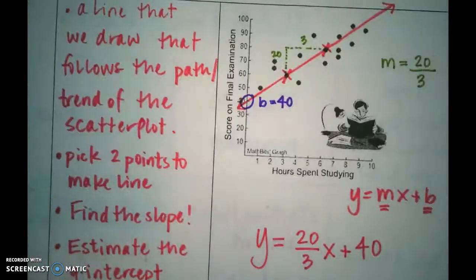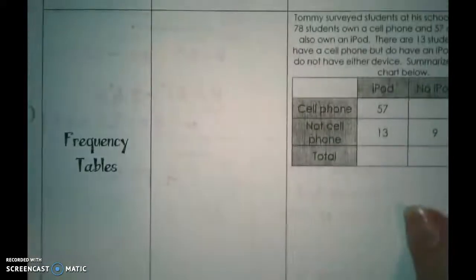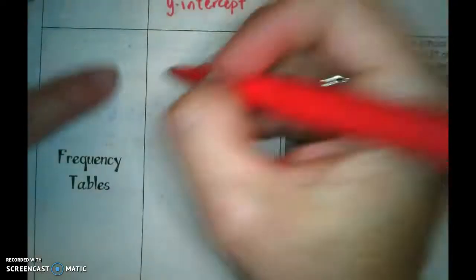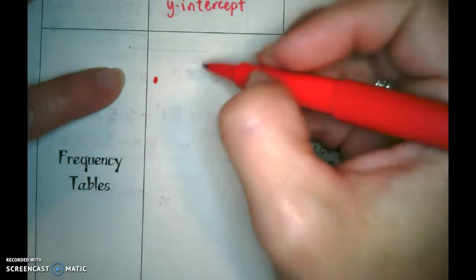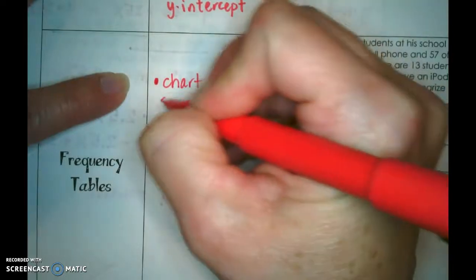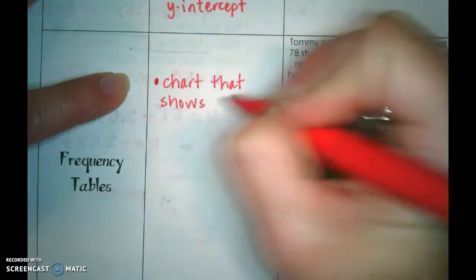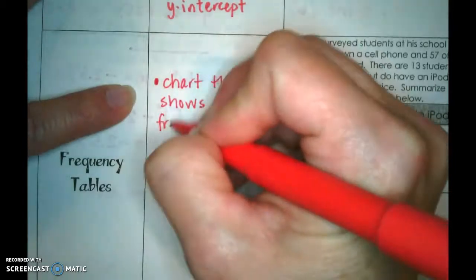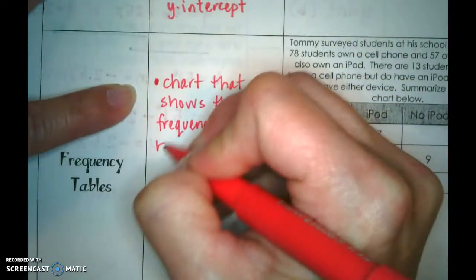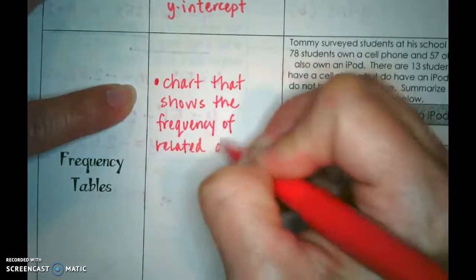All right, let's move on to frequency tables. This was the last part of Unit 6, and a frequency table is once again just another way to show information, kind of like a scatter plot, but it looks completely different because it's not really a graph, it's a chart. So I'm going to say that a frequency table is a chart that shows the frequency of related data.